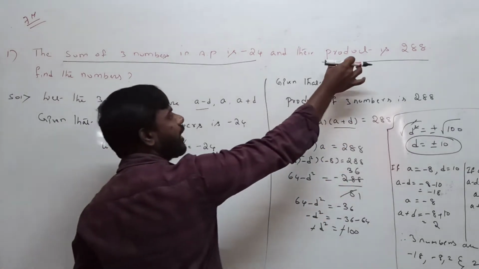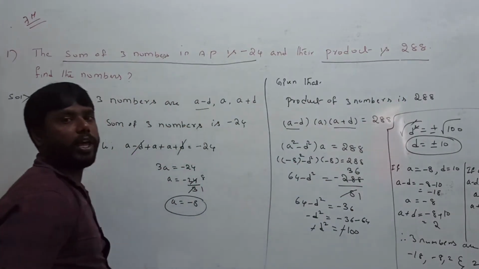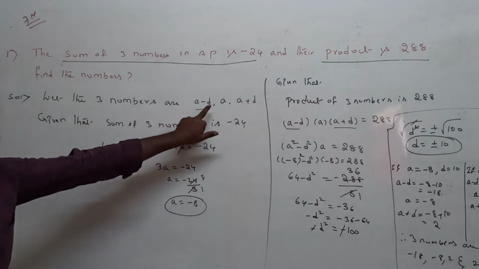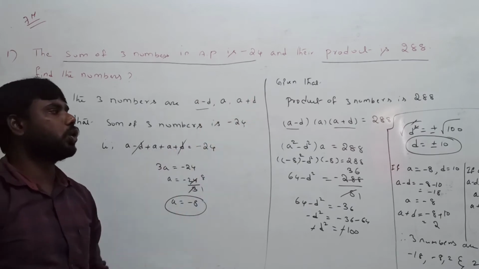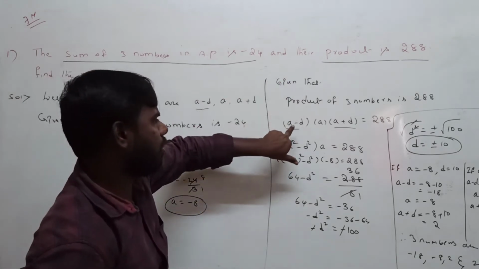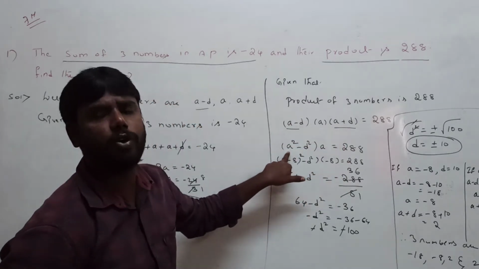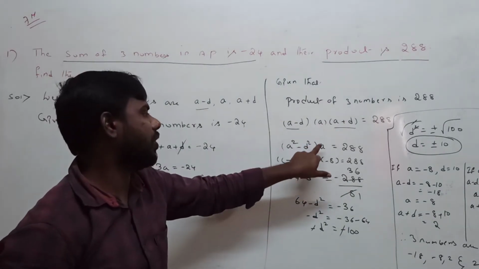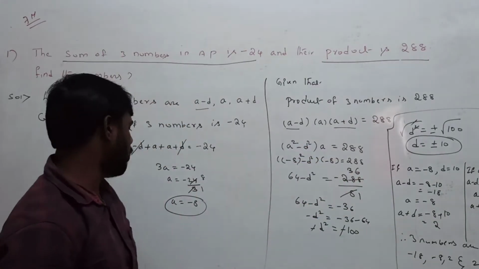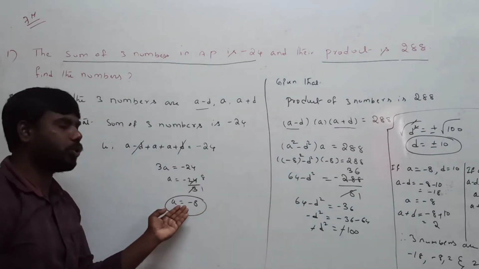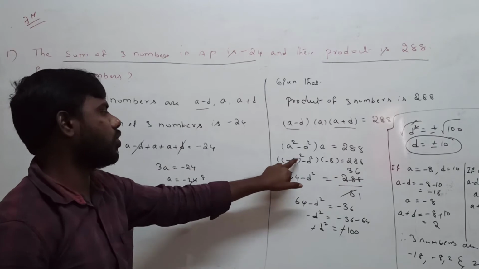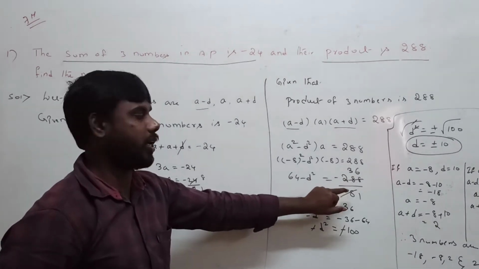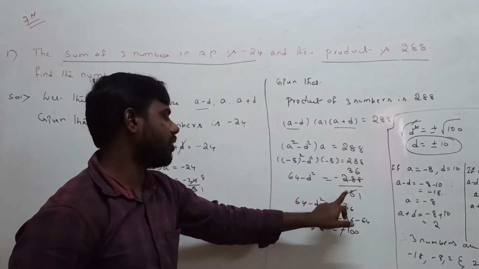Next, what is given? The product of the three numbers is 288. What we are assuming for the three numbers: a minus d, a, a plus d. The product of the three numbers is equal to 288. Now this form, a minus d into a plus d, is a square minus d square. We write this equal to 288. Now the a value we know, so in place of a we substitute minus 8. So a square is minus 8 whole square, the value is 64, minus d square, and minus 8 in the denominator. Minus 8 numerator and denominator cancel, so 8 times 36. So on the right side we get the value minus 36.